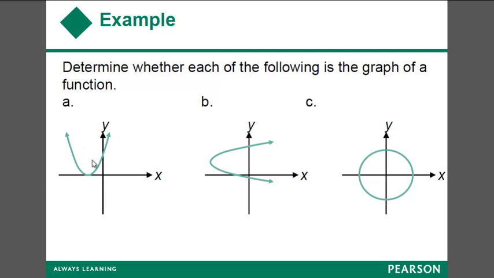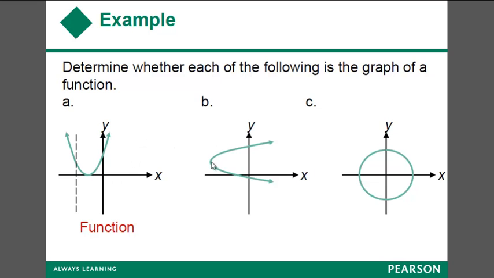So let's look at some examples. I have A, which will be a parabola. I have B, which is a hyperbola, and C, which is a circle. If I look at A, I'm going to draw a vertical line, and wherever I do so, notice it only touches my graph at this point. So you would think that this would be a function. Well, if I move my vertical line to the left or to the right, it will still continue to only touch my graph at one point. So A will be a function. A parabola will be a function.